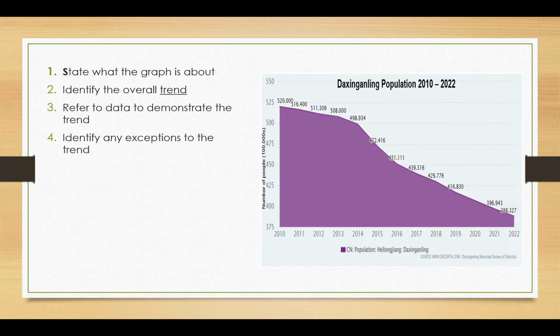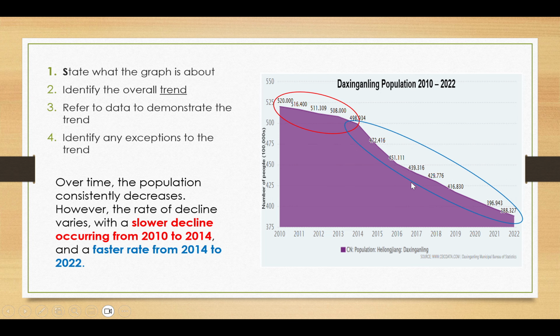Lastly, identifying exceptions to the trend. Now, there is no obvious random increase. If there was a random year like 2016 that was a bit higher, that would be a really obvious anomaly, but in this example, it is pretty much always decreasing. So sometimes you might look at the rate of the change, and that could be an exception. So here, it's a bit of a slower decrease, and then here it starts to speed up. So from 2010 to roughly 2014, it's a bit slower. From 2014 onwards, it's much faster.